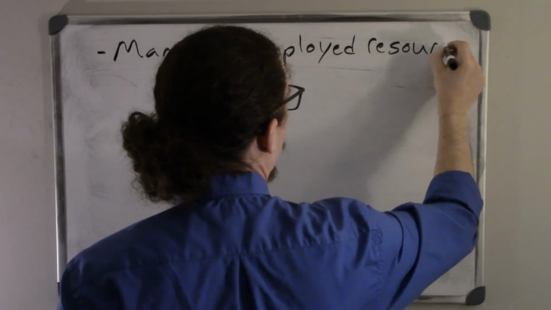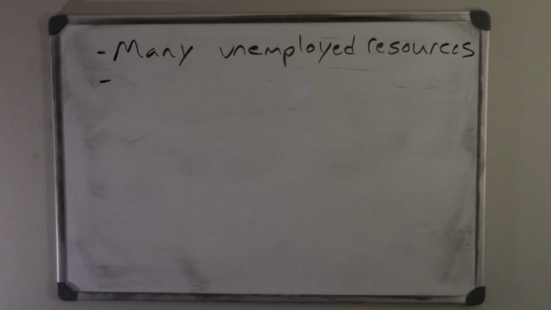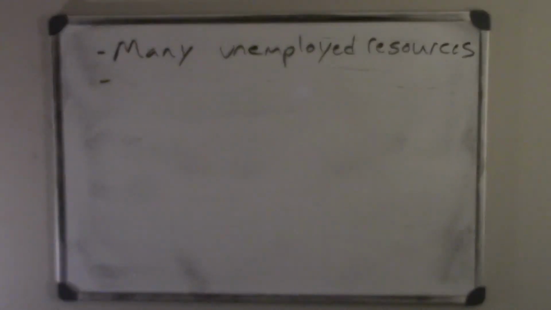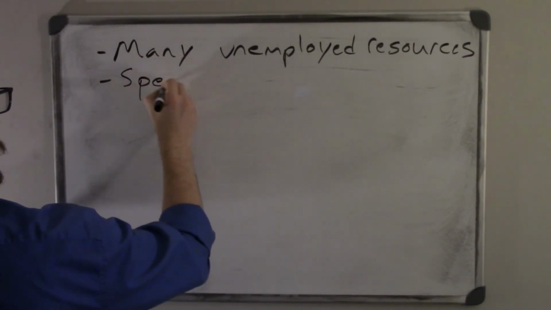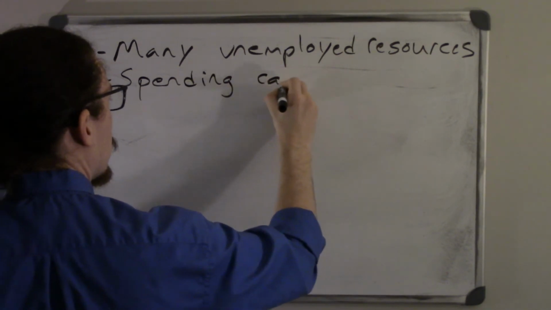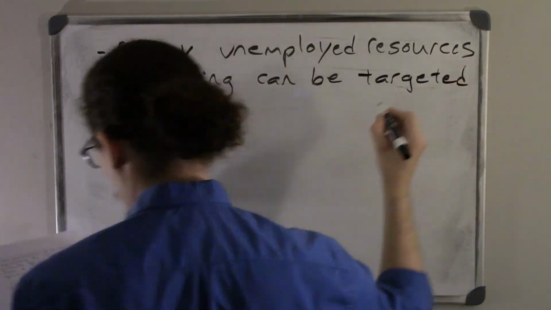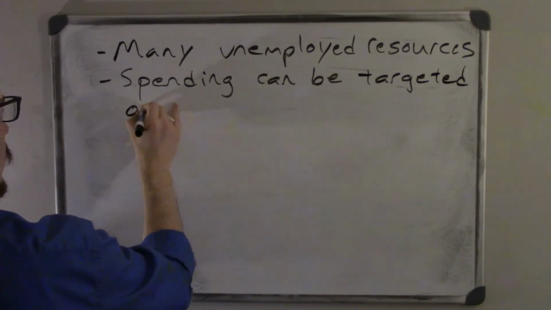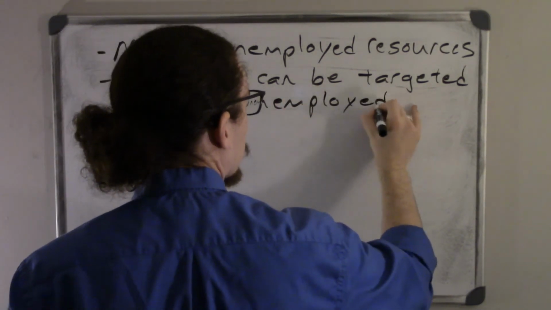If we have many unemployed resources, then we are going to have a larger multiplier, or at least when we have many unemployed resources in whatever sector we are increasing spending in. Similarly, the next one is that spending can be targeted on the unemployed.